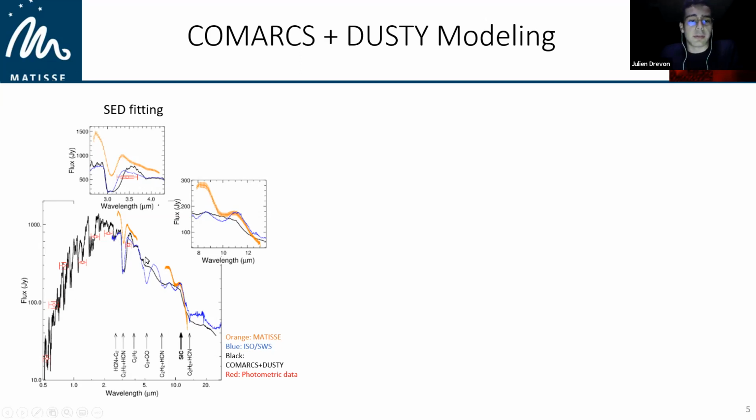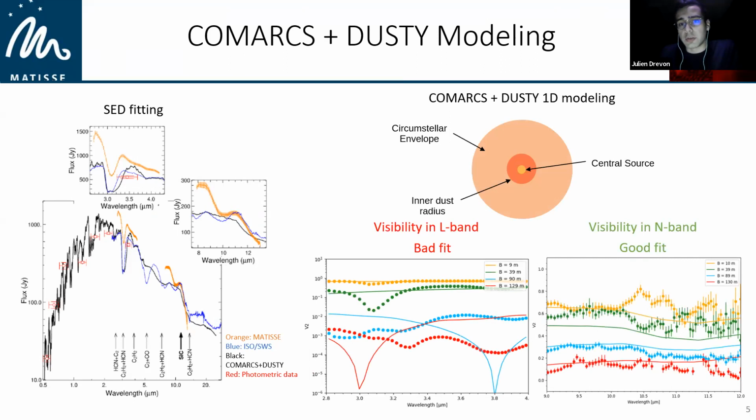The gaps and the differences are mainly present in the molecular absorption features. And since Dusty doesn't handle molecules, this was expected. And concerning the geometry with Dusty, here you have the visibility in L band and the visibility in N band. In L band, we have a quite bad fit, in fact, which is expected, since in L band you have mainly the information of the molecules and the molecular absorption features. So since Dusty does not handle molecules, that's why.